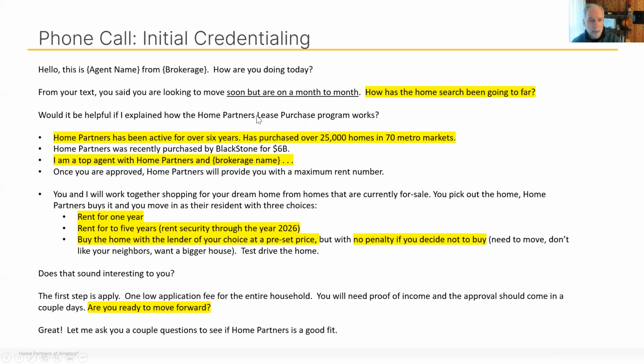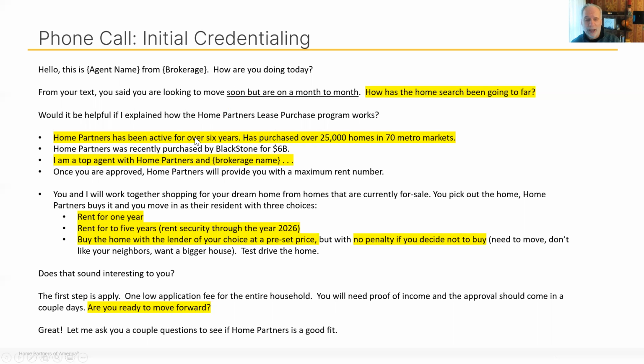Once we've done that, then we want to dive in and we want to credential 2 things. The first thing we want to do is credential Home Partners. He doesn't know who Home Partners is. He saw a couple videos, but I want to underscore the credibility of Home Partners. And then I want to underscore me as his trusted advisor, right? So I want to credential those 2 things.